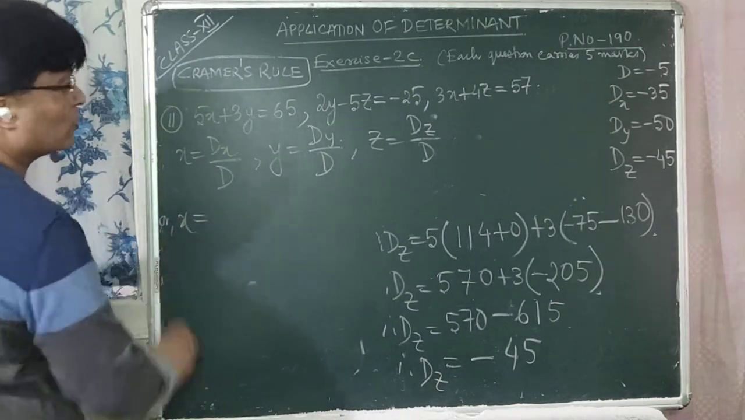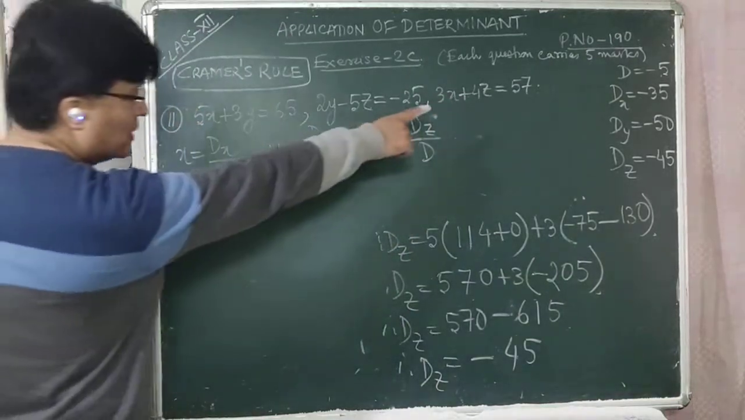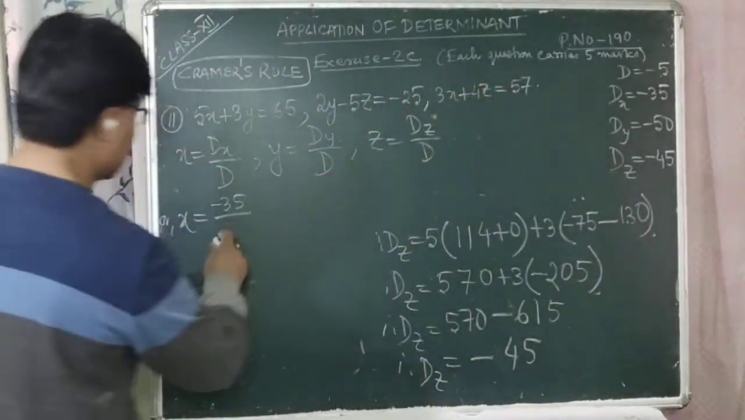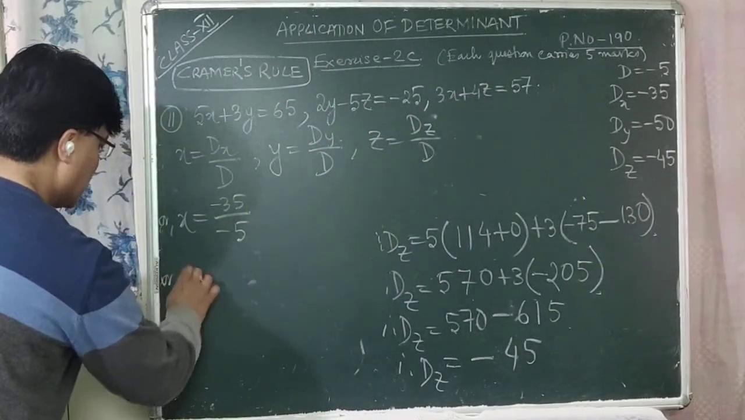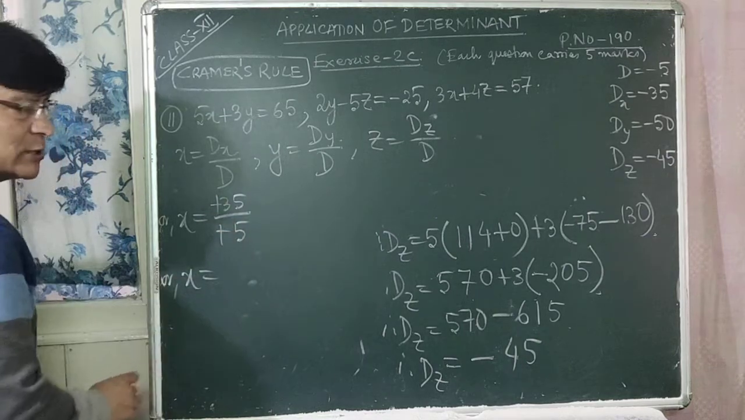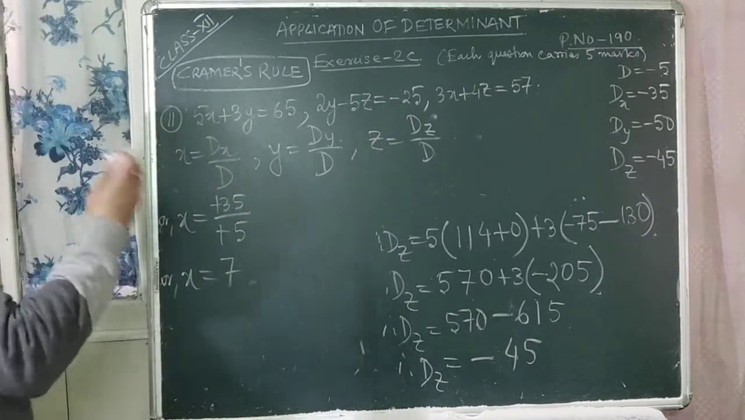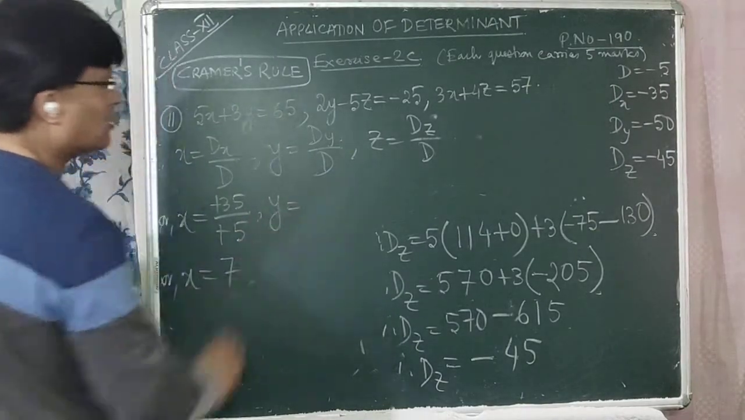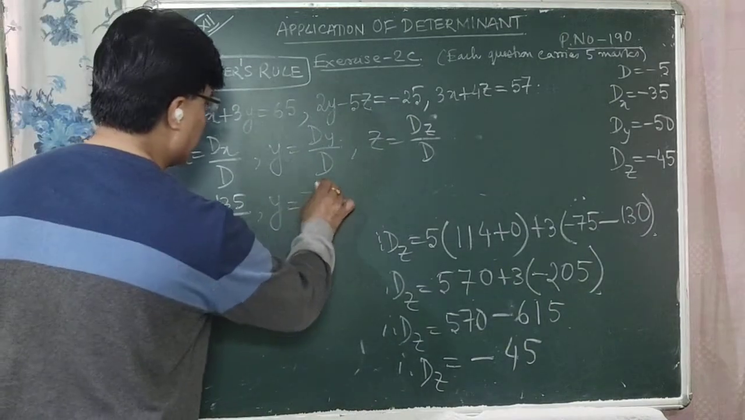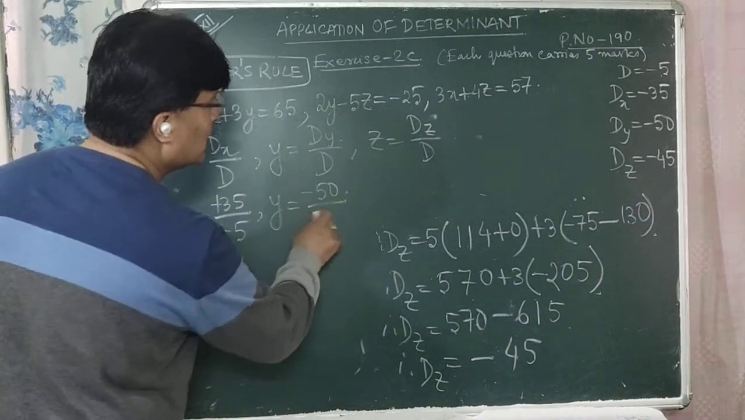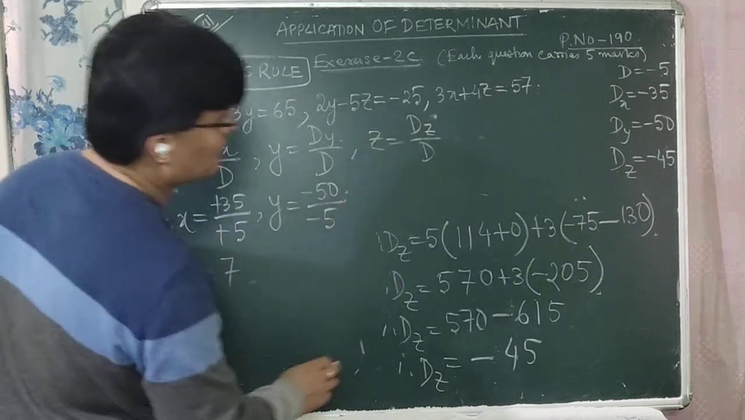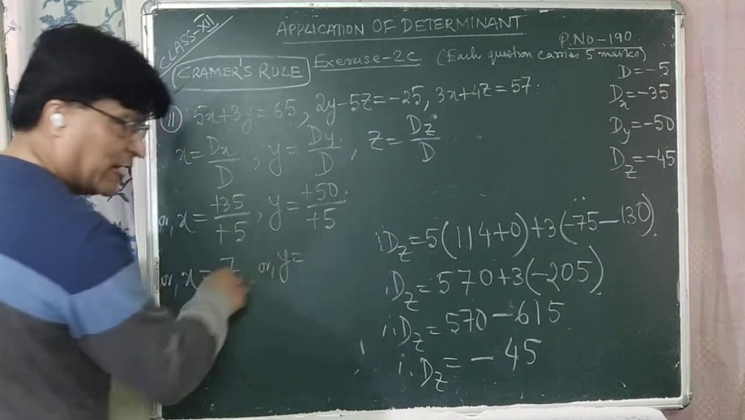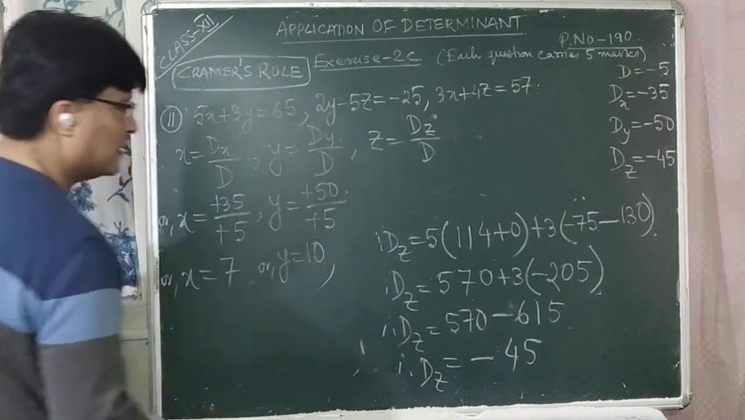Or x is equal to, what was dx? Dx is minus 35, isn't it? From there, dx is minus 35 divided by what is d? D is minus 5. So x is equal to, this minus minus gets cancelled, plus 5 sevens are 35. 35 divided by 5, that is 7, right? Next one, y is equal to, what was dy? Minus 50. Minus 50 divided by what is d? D is minus 5, isn't it? Minus minus gets cancelled. If you divide 50 by 5, 50 by 5 is always 10, right?